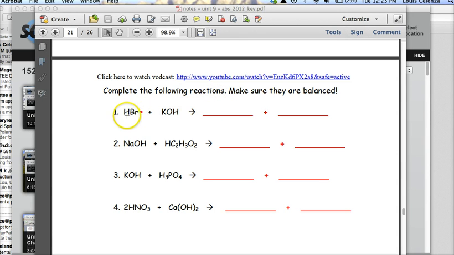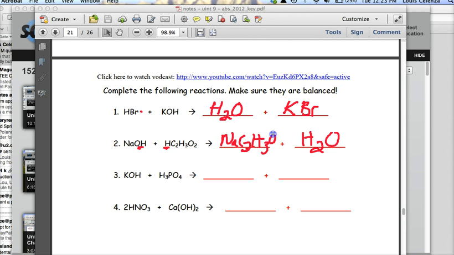So again, this is a very simple one. So the H joins with the OH, and it doesn't matter if you write the water first or second. And then the K would join with the Br, and K is a +1, Br is a -1, so it would just be KBr. This one looks a little bit more tricky. All they did was put the base first and the acid, so the H and the OH will join, and I'm going to put the H2O here, just so that you don't think that the H2O always has to go first. And then I'm going to join the Na with the acetate ion. Sodium's a +1. The C2H3O2 ion is a -1, so that is going to cancel each other out.